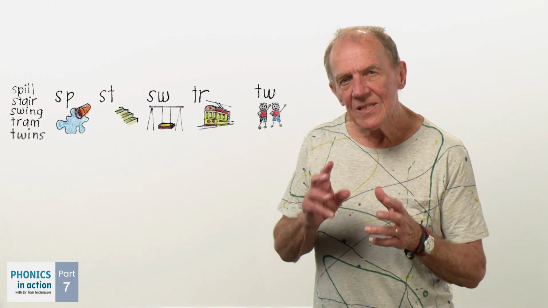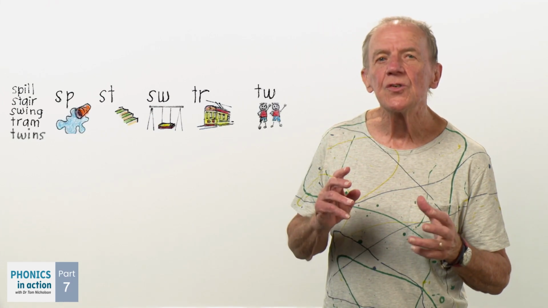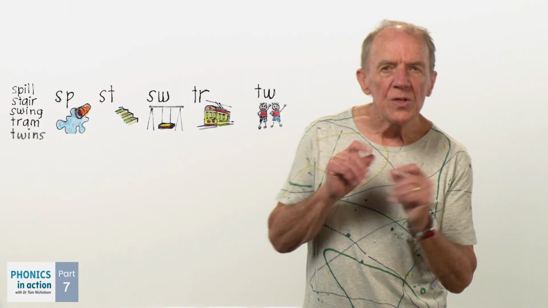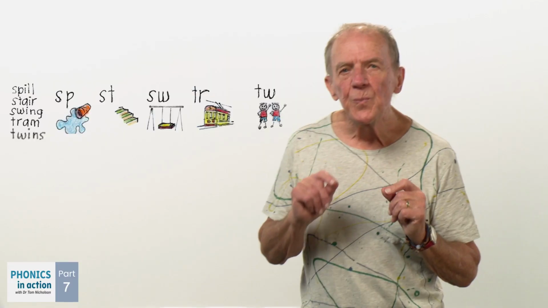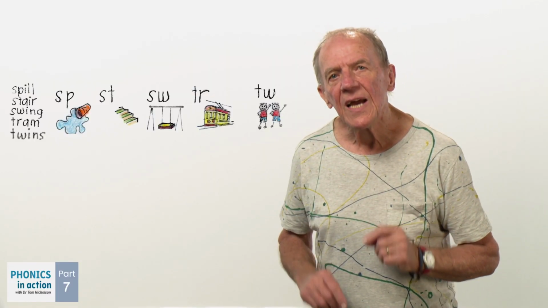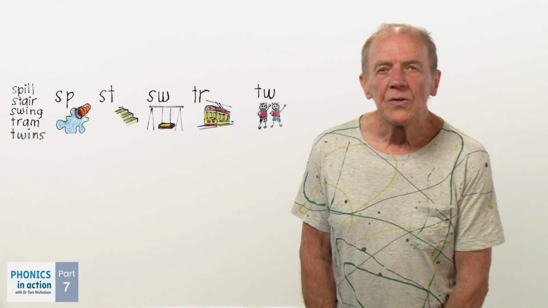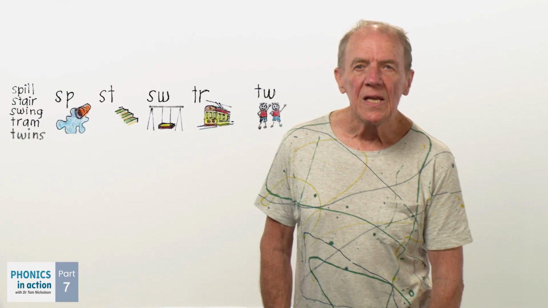We are looking at line 5. Sp, st, sw, tr, tw. Let's read the words on the sidebar. Spill, stare, swing, tram, twins.